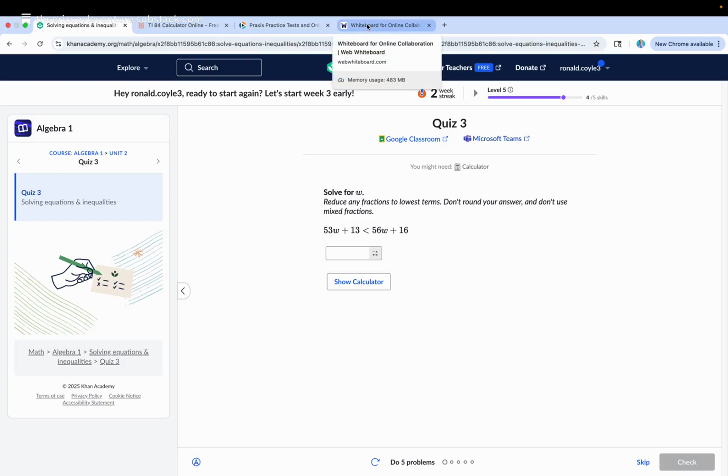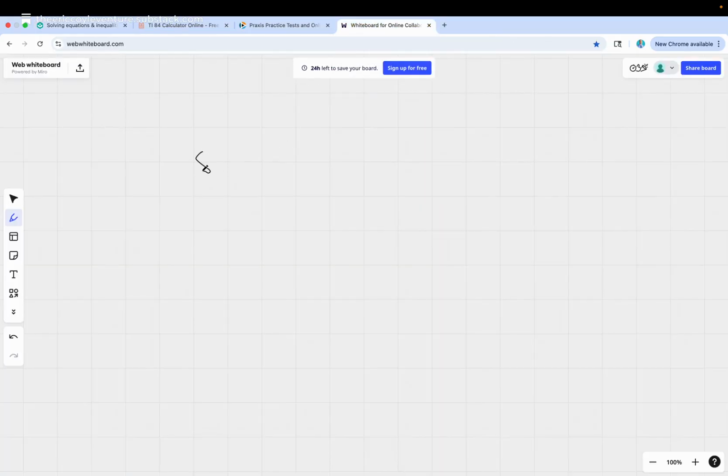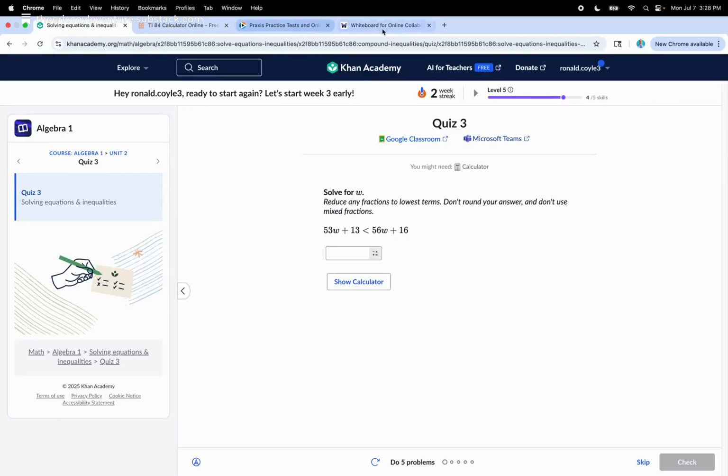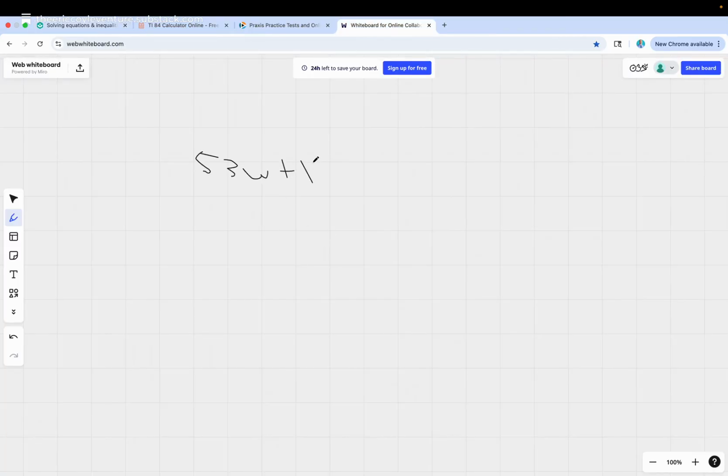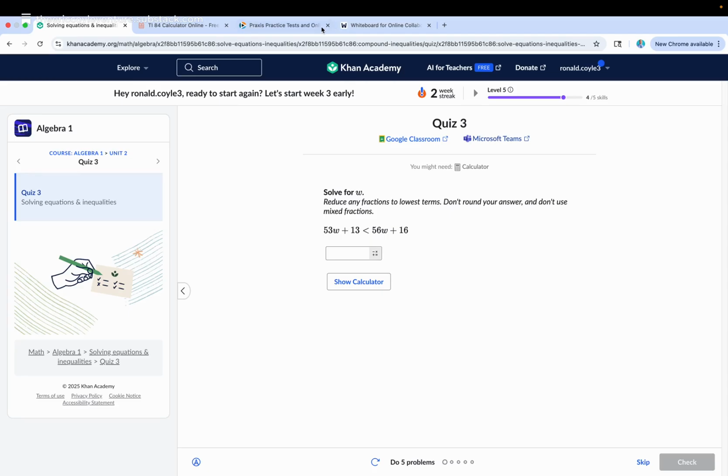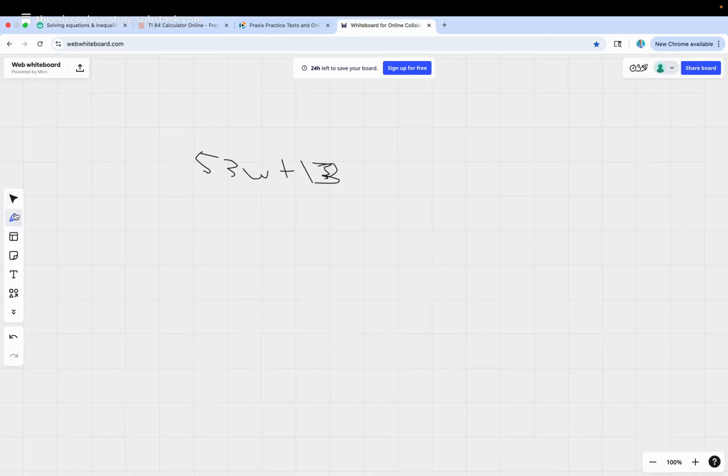But this one, let's see what we can do here. 53W plus 13. We'll at least do this one. Oops. Yeah, see, I'm already messing up. My writing is super horrible. There we go. I'm not a graphic designer. All right. Less than 56 plus 16. I ain't marketing them. Definitely more on that data side.